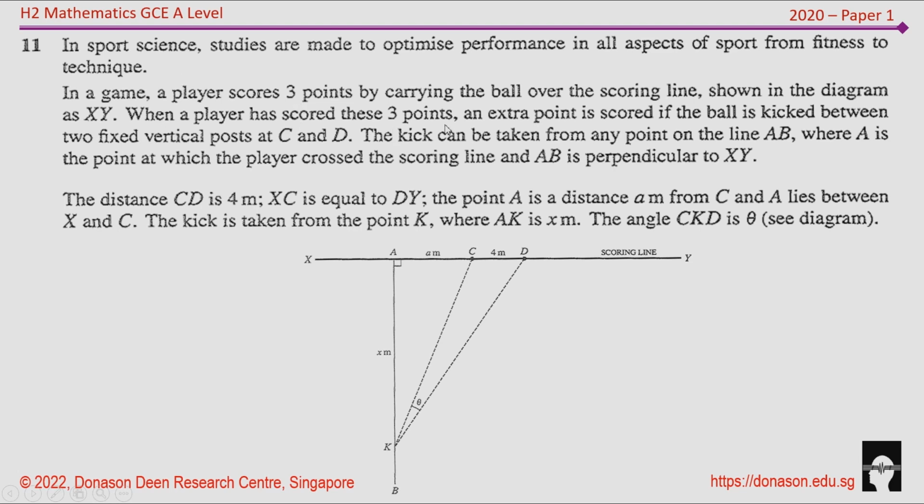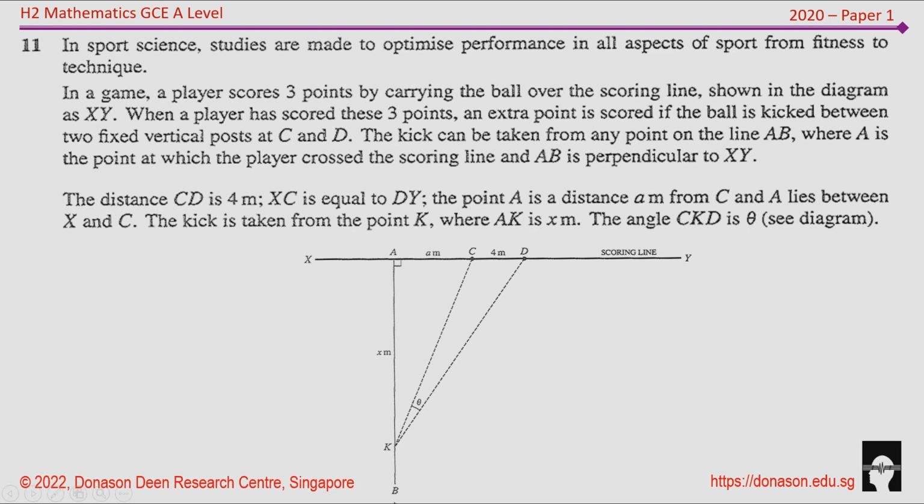When a player has scored these 3 points, an extra point is scored if the ball is kicked between two fixed vertical posts C and D. So this is point C, this is point D, and they are 4 meters apart as shown in the diagram. If he can kick just between these two posts, he gets an extra point. The kick can be taken from any point along the line AB, which is perpendicular to the line XY.